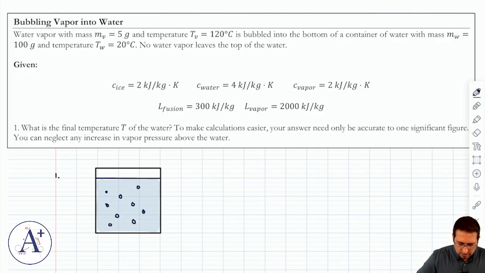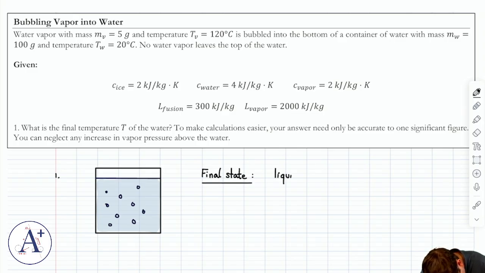And so the question is, well, what's my final state? Well, my final state's got to be liquid water, right? All the vapor condensed. And so this is not going to freeze, obviously. What it could have done is maybe partially vaporized the liquid water, but here for sure, my final state is going to be liquid water at temperature T, is what they call it. I don't like that. I'm going to call that T final.